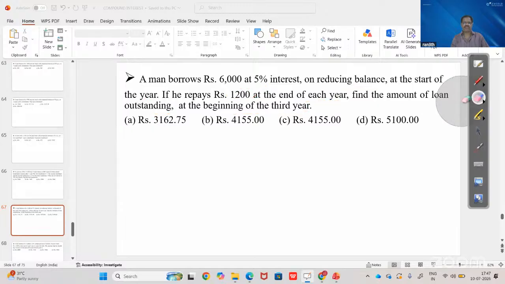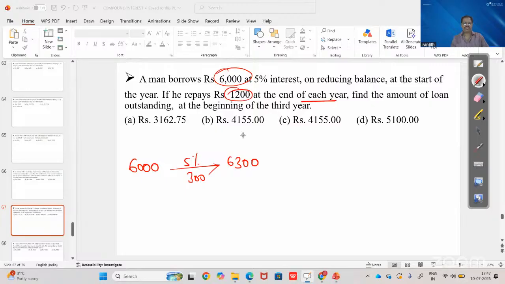So the amount borrowed is 6,000 and the rate of interest is 5 percent. 5% of 6,000 is equal to 300. So he has to pay 6,300 at the end of the year. But he is giving 1,200 at the end of each year, so that will be 6,300 minus 1,200, which is 5100. Again on that 5100, 5 percent.